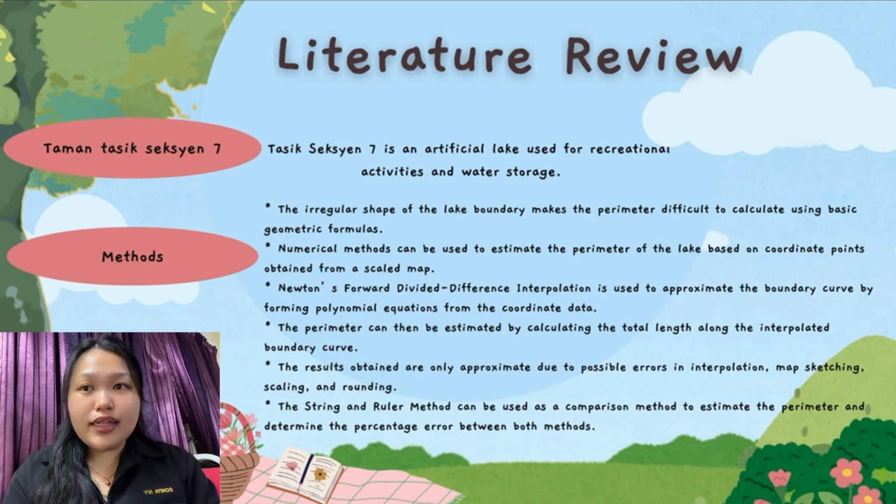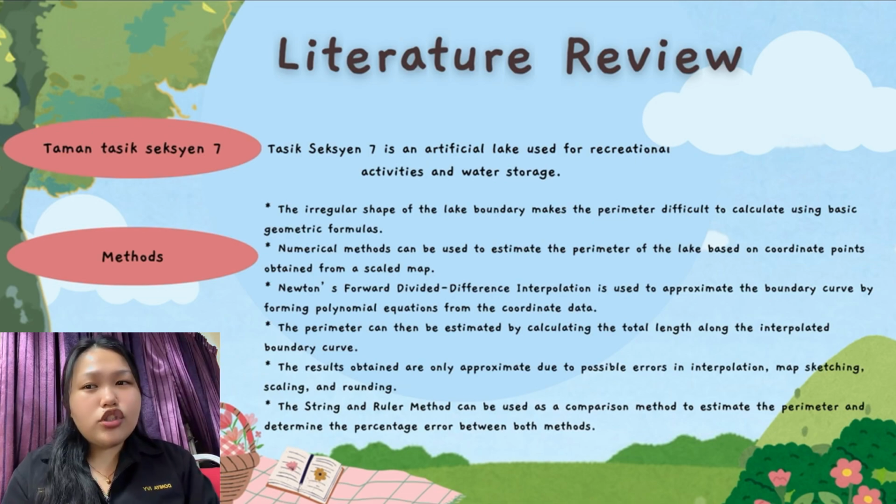Therefore, numerical methods were used to estimate the perimeter of the lake based on coordinate points obtained from a scaled map. In this project, Newton's forward divided difference interpolation method was applied to approximate the boundary curve by forming polynomial equations from the coordinate data collected. After obtaining the equations, the perimeter was estimated by calculating the total arc length along the interpolated boundary curve.